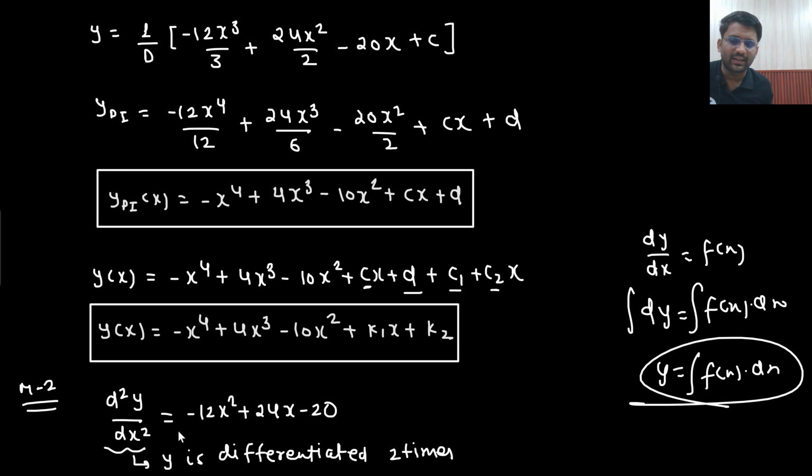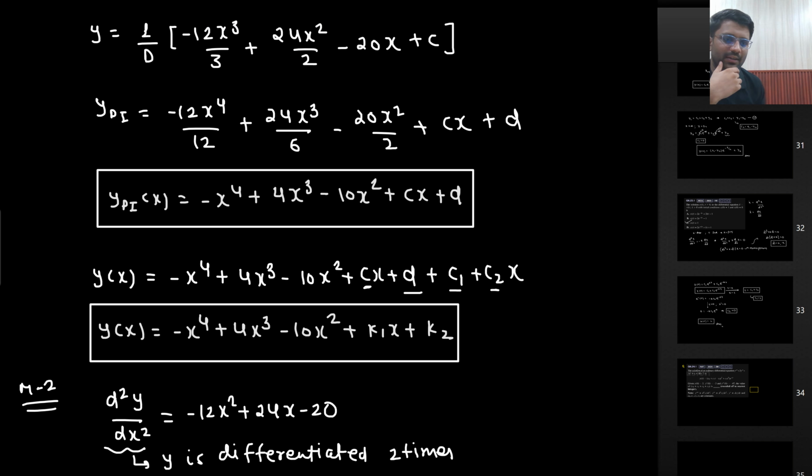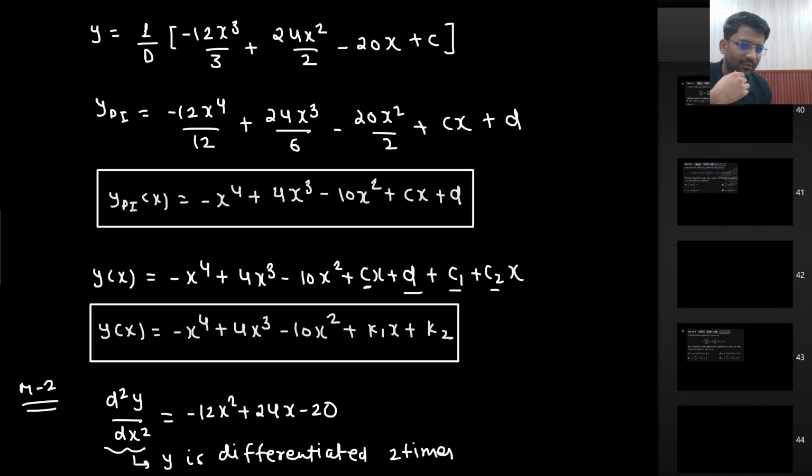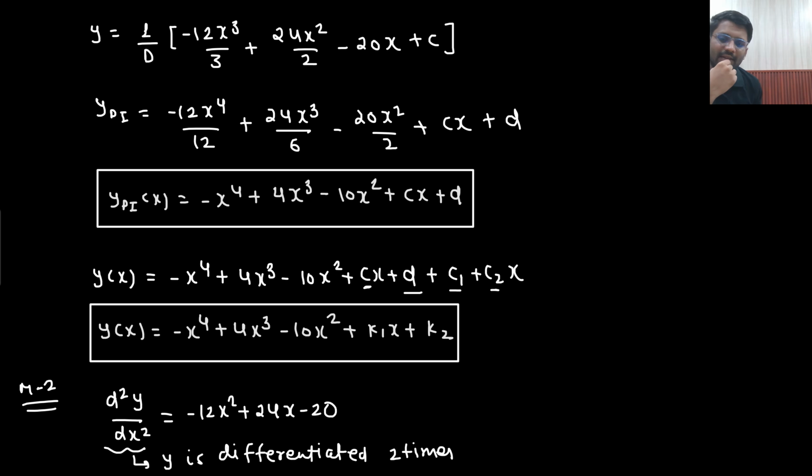What I mean to say is that, can I write down this d2y by dx2 as d by dx of dy by dx, say yes or no? That is given as minus 12x square plus 24x minus 20.